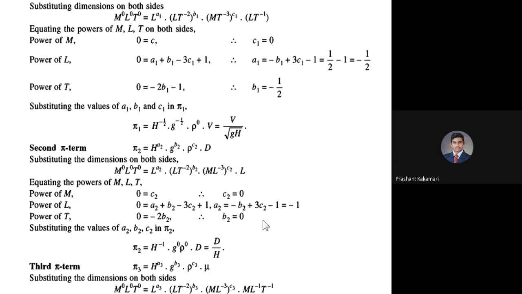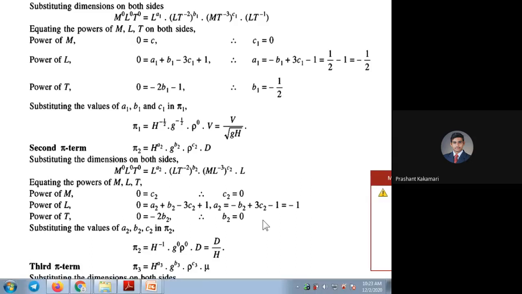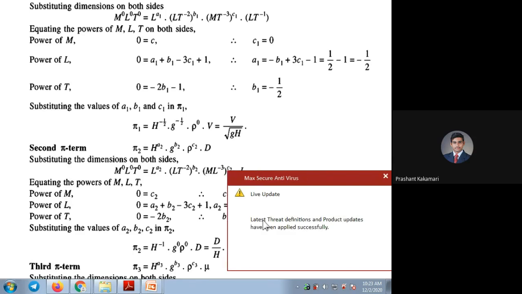Now substitute this B1 and C1 in the equation of powers of L. Now I can find: 0 equals A1 plus, in brackets, minus half, that is the B1 value, minus 3 into 0, since C1 is 0, plus 1. So finally I will get A1 as minus half. So C1 is 0, A1 is minus half, B1 is minus half. Whatever the minus values are will go to the denominators. Whatever values without any negative sign will be in the numerator.